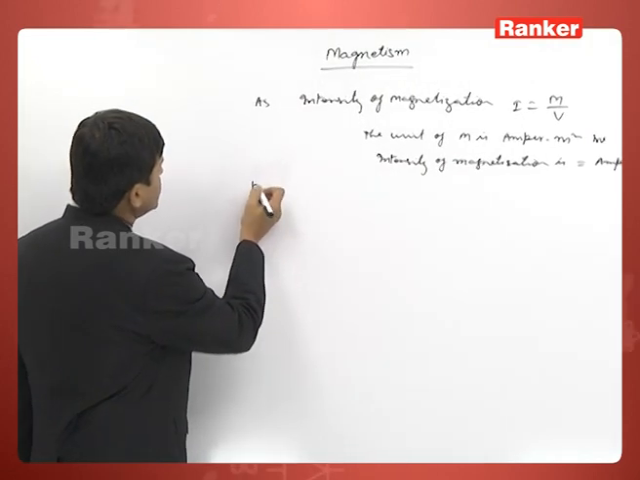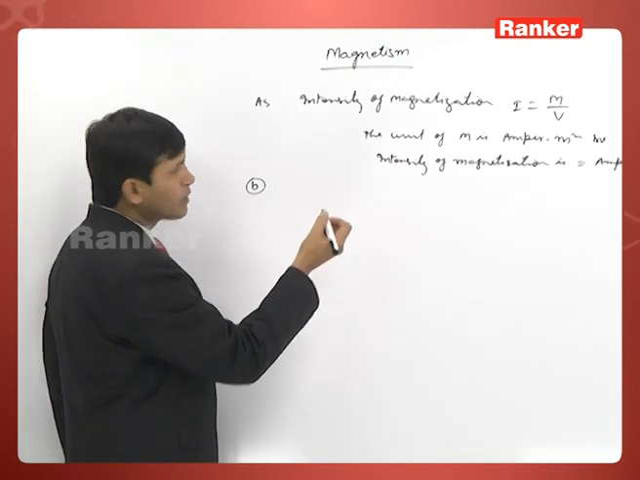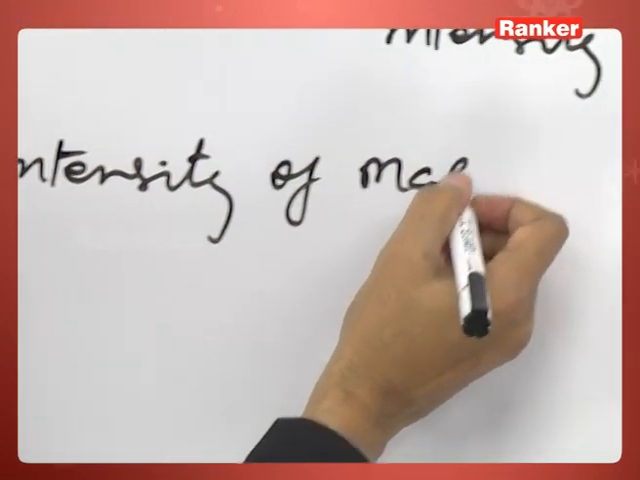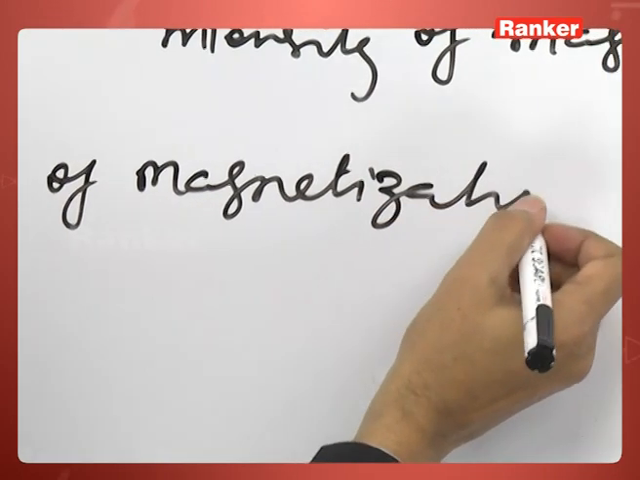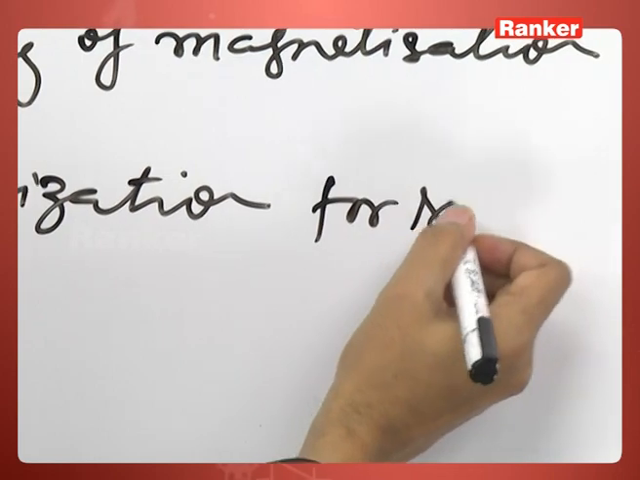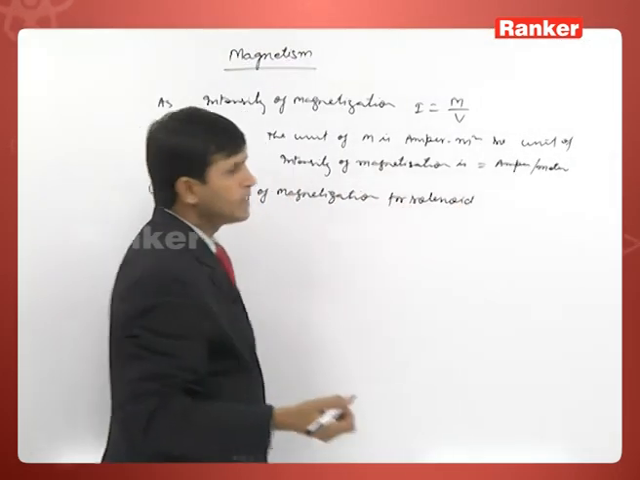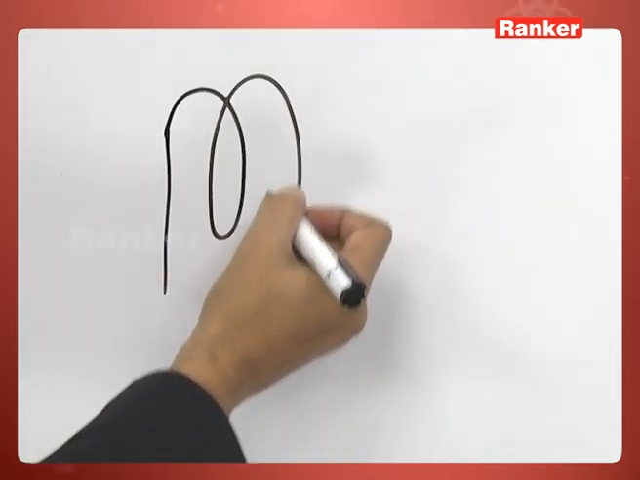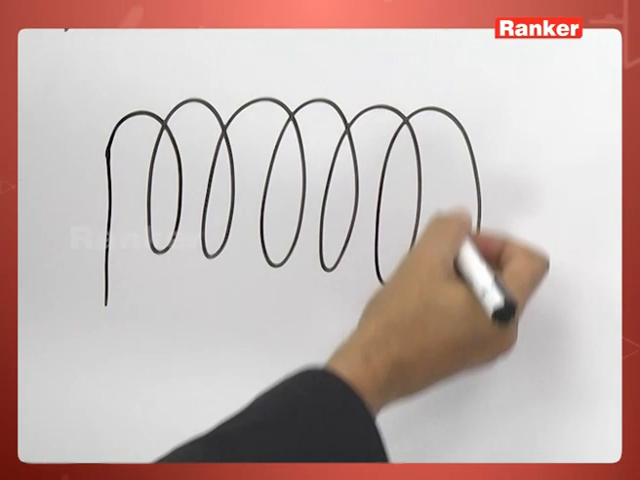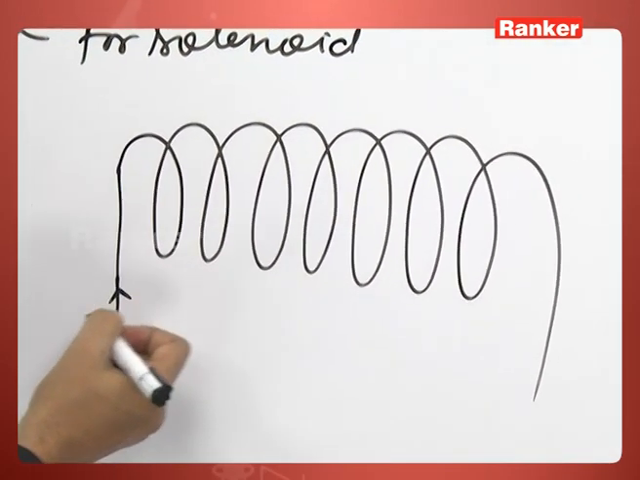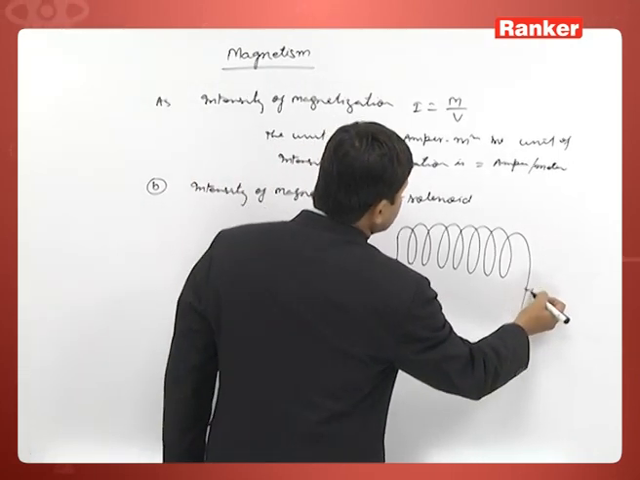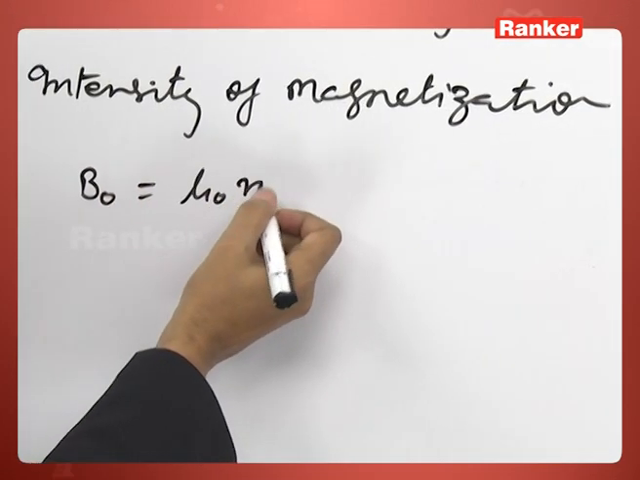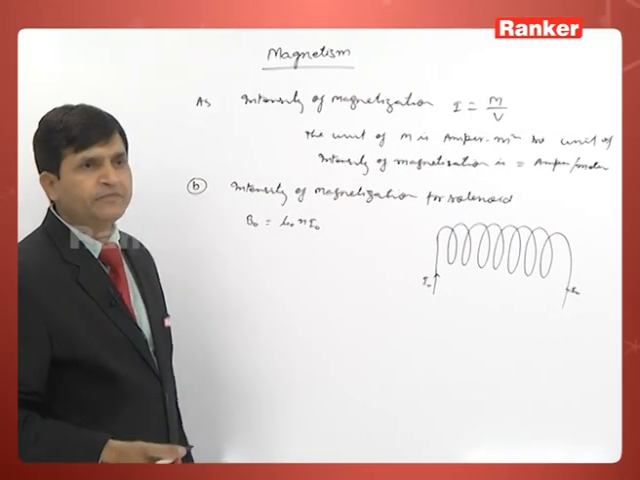Now see another example, intensity of magnetization for a solenoid. See here, let this be your solenoid, and in this solenoid, suppose I naught is the current. So because of the current I naught, the magnetic field inside the solenoid is given as B naught is equal to mu naught n I naught. This is the magnetic field inside the solenoid.